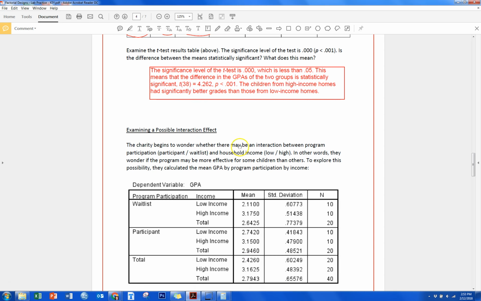So we're going to see if there is an interaction between program participation, participant versus waitlist, and household income, low versus high. In other words, they wonder if the program may be more effective for some children than others.